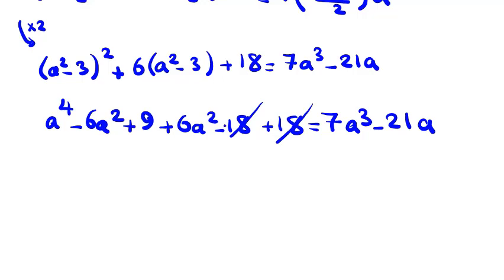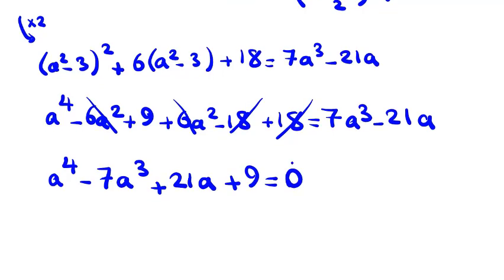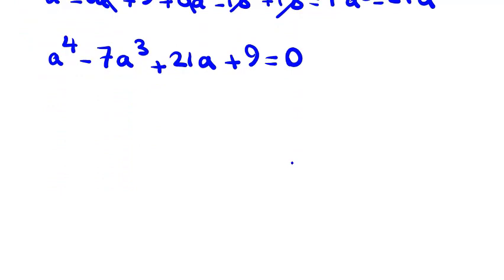So negative 18 and 18 will be cancelled. 6a squared and negative 6a squared will be cancelled. We get a to the 4 minus 7a cubed plus 21a plus 9 equals 0. Now, here, that's the reason I said factorizing is important. We want to factorize. So here, I consider a squared here, a squared here. Let me tell you some hint.